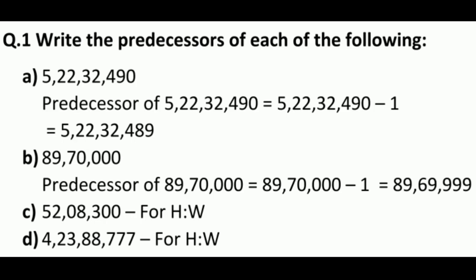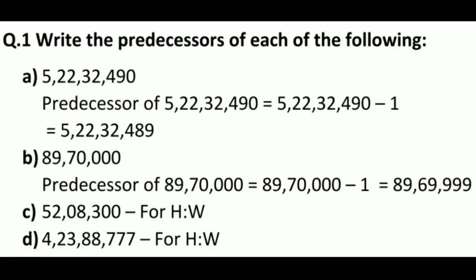Now for calculating the predecessor, we just need to subtract 1 from the given number. When we subtract 1, we find that our answer comes out to be 89,69,999, which can be read as 89,69,999. So in this way you can calculate the predecessor easily.